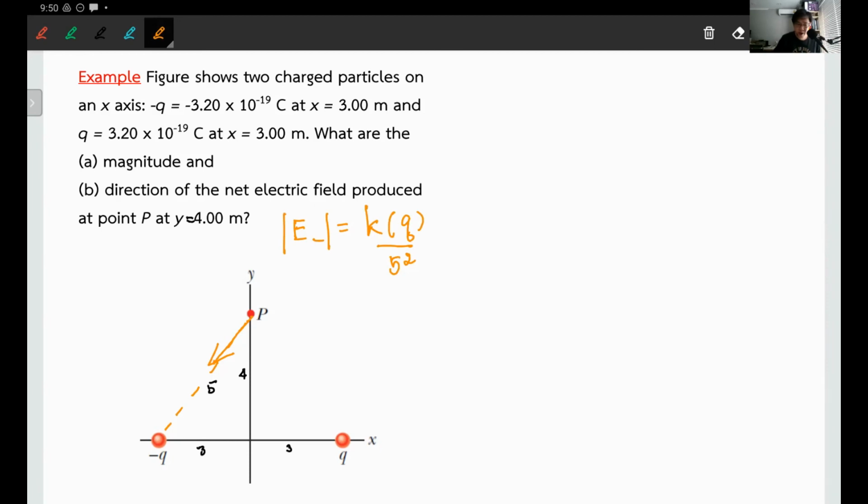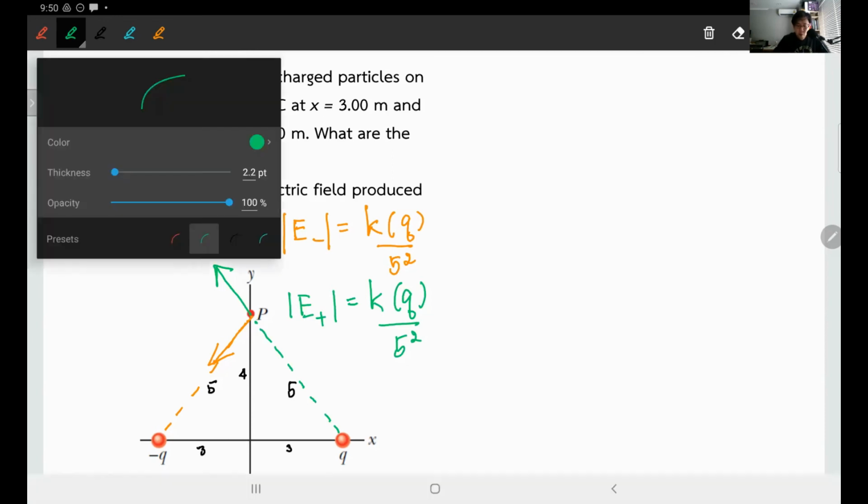Now let's move on to the right. You are at point P. You're looking at the positive charge Q on the right. It's a positive charge, so it's going to generate an electric field pointing away from it. But then you can calculate. Let me name this electric field from the positive charge E sub plus. And that will be K times the magnitude of the charge over, once again, it's still 3, 4, 5, so it's going to be 5 squared. So actually it's almost the same thing.